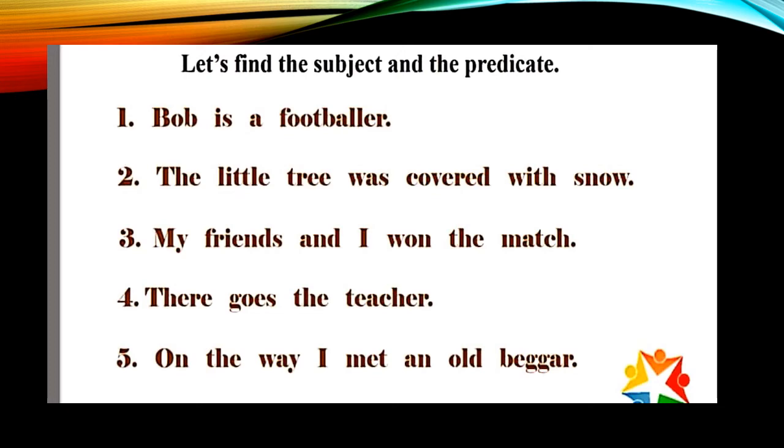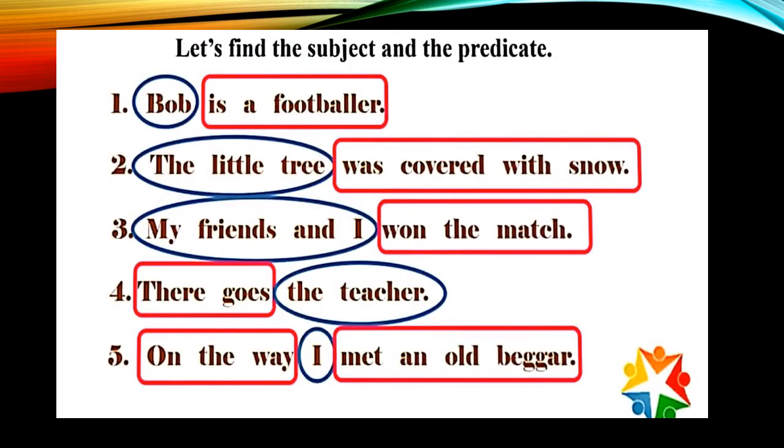Children, I hope you all have tried to do it. Now it's time to find the answers. The first sentence is Bob is a footballer. Here Bob is the subject and is a footballer is the predicate.